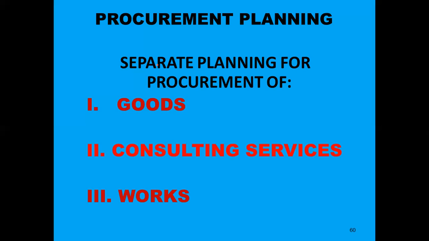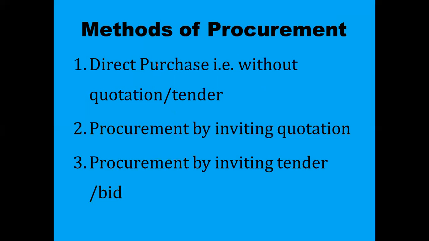Right. Next one is works. How you are maintaining the work. If you have long-term works, how you are maintaining the long-term works. If you have short-term works, how you are maintaining the short-term works. So like this, you have to go for the procurement planning process. Next, what are the methods of procurement?